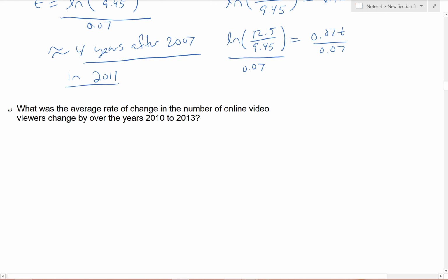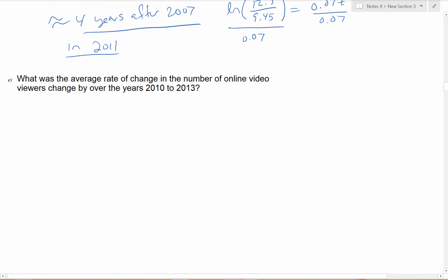All right, the next one. Average rate of change again. I'm going to write down my original equation because that's what I have to use when finding average rate. The original equation was 135 e to the 0.07 times time. I want my average rate from 2010 to 2013. 2010 was 3 years into the study, and 2013 was 6 years, because we started in 2007. I want to know what was the average rate the videos were increasing between 2010 and 2013.